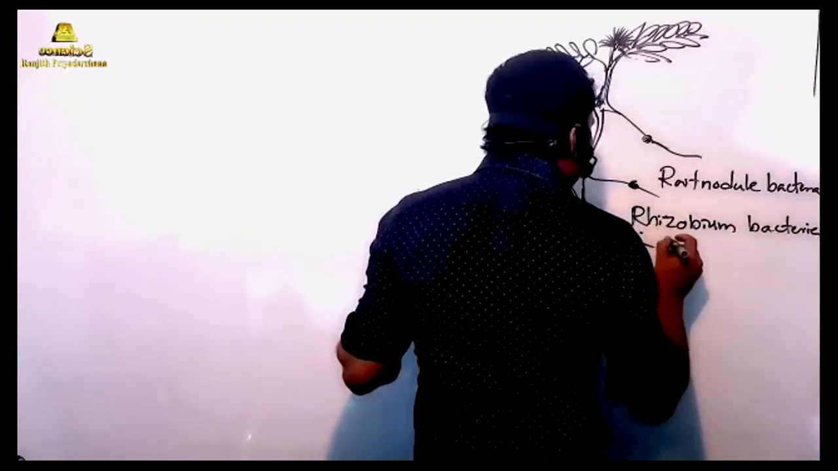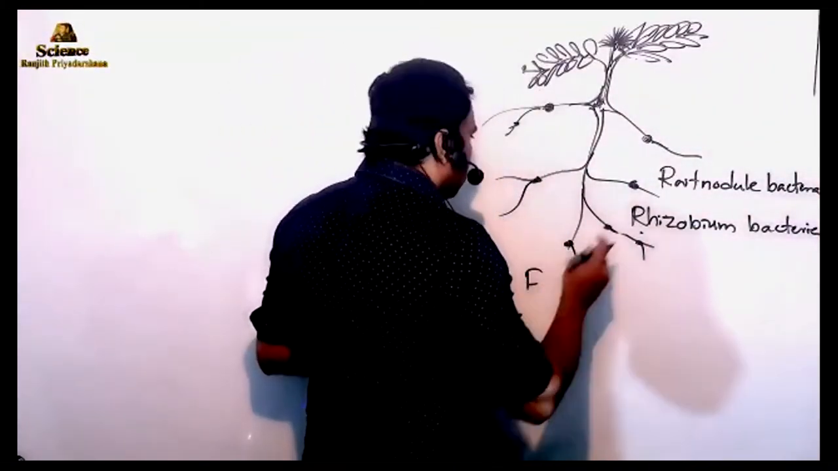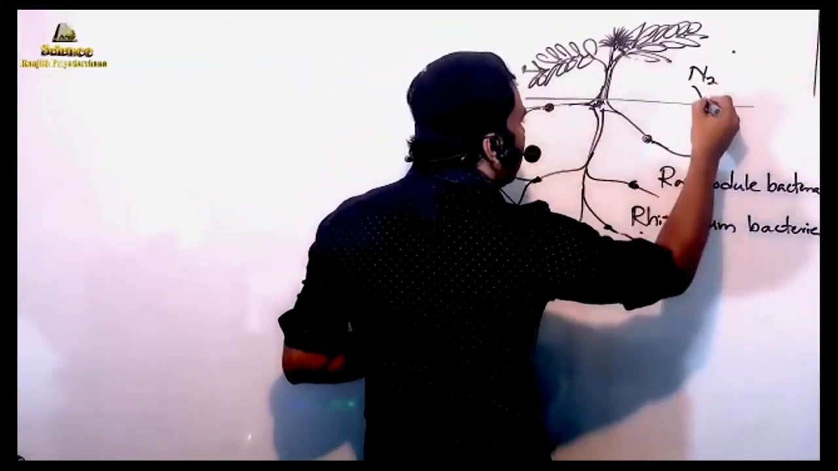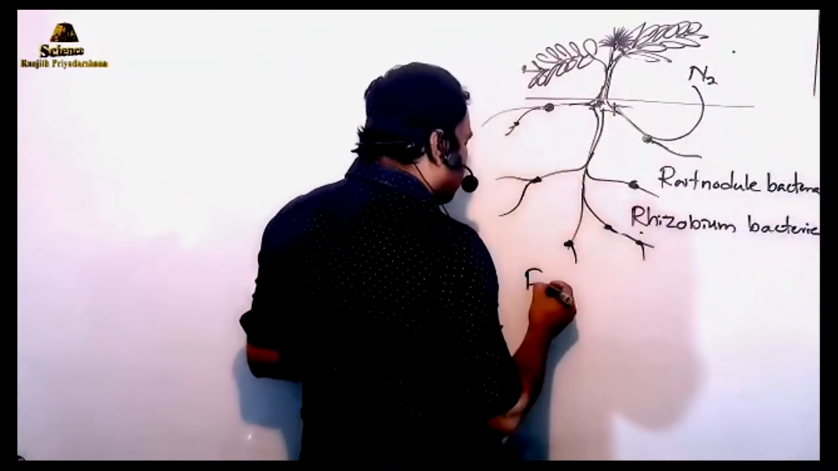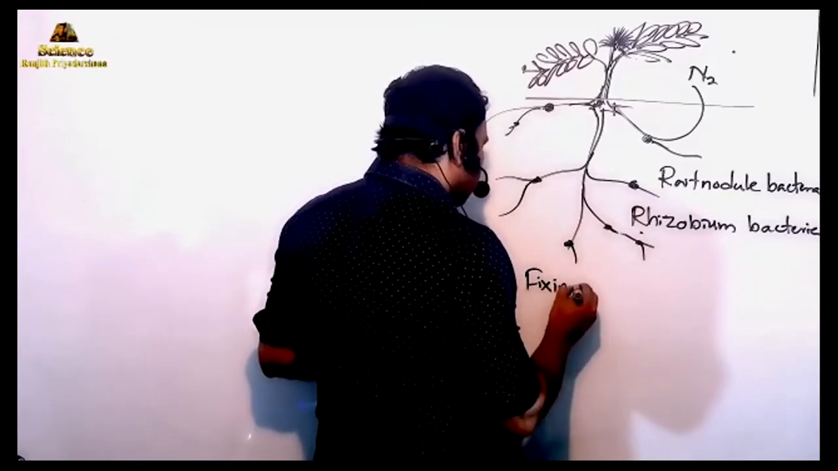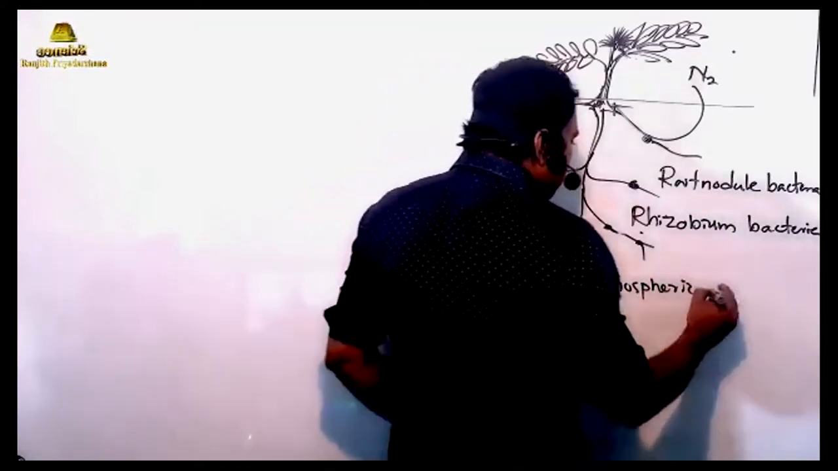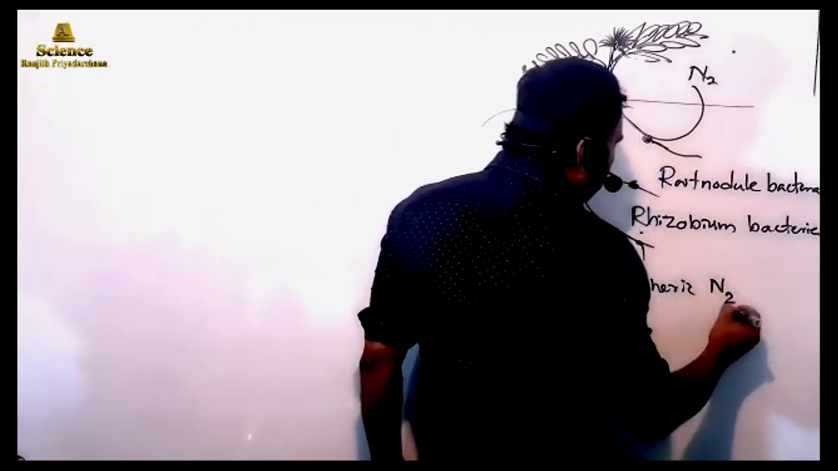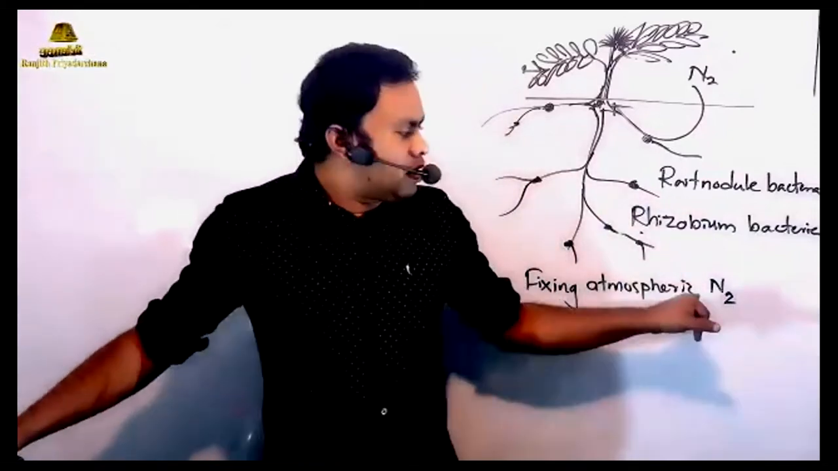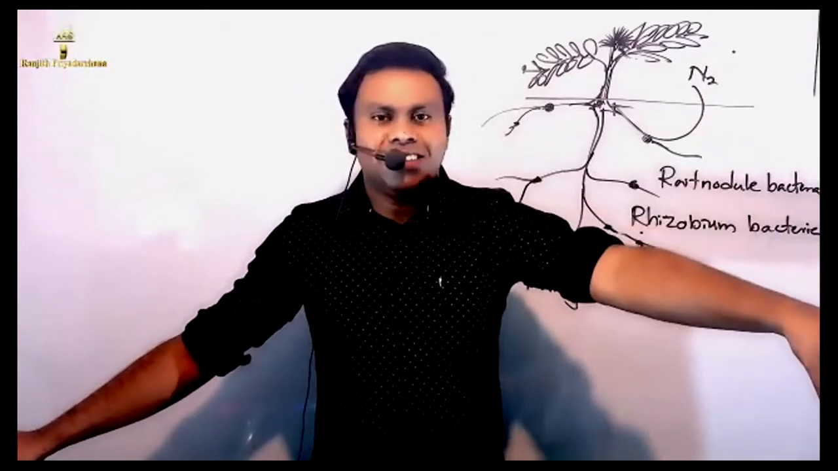So what's the function of this rhizobium bacteria? Giving nitrogen to the plant. Yes, it absorbs atmospheric nitrogen N2 from the atmosphere and it is given to the plant. So we call that fixation of atmospheric nitrogen. Nitrogen, I call it N2. You know those short symbols, those are chemical symbols. Oxygen O2. Nitrogen N2.